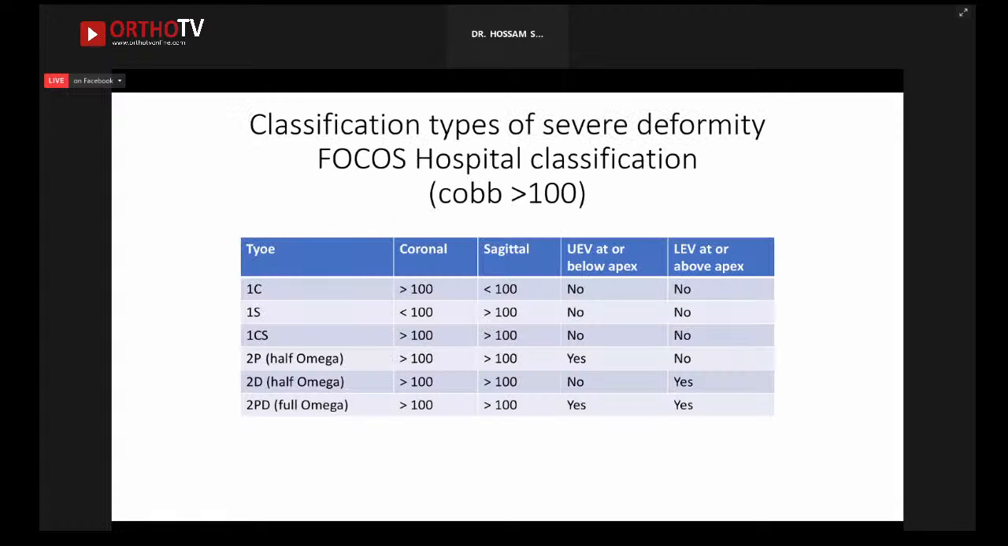Going back to the Focus hospital classification, they define these into two groups. One where the deformity is above 100 degrees, either in the coronal plane or sagittal plane or in both, but the upper and lower end vertebrae are above and below the apex, so this doesn't make an omega or half an omega. While type 2 is where there is a half omega, where the proximal upper end vertebra is below the apex, or the distal end vertebra is above the apex, or both, which makes the full omega deformity.